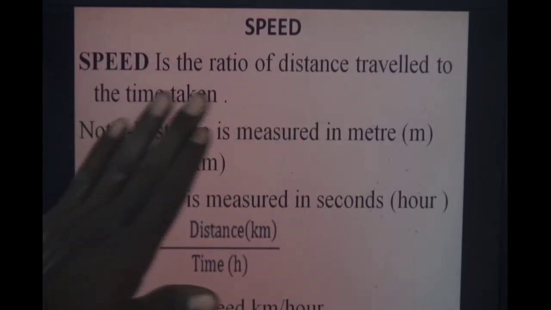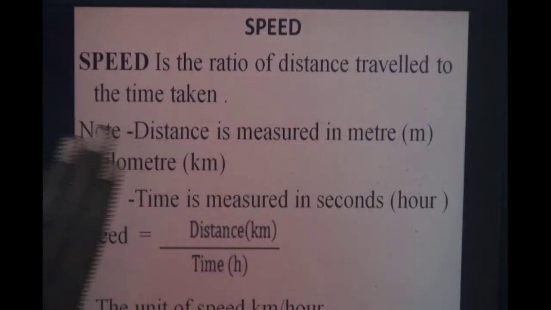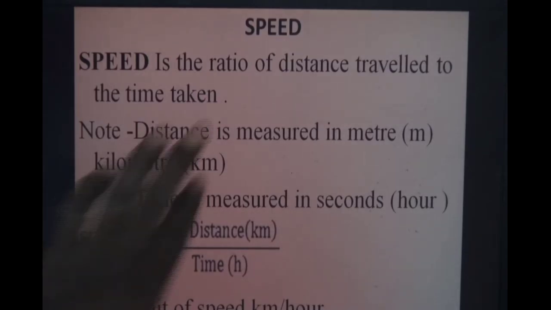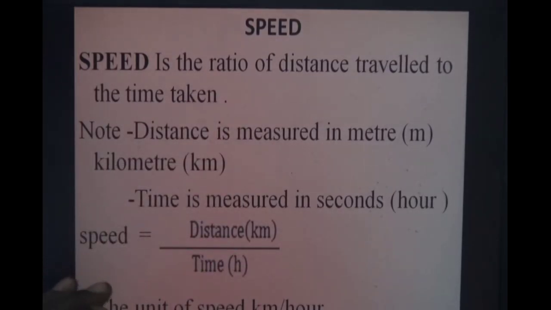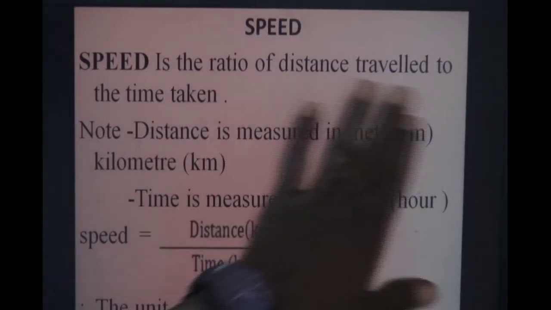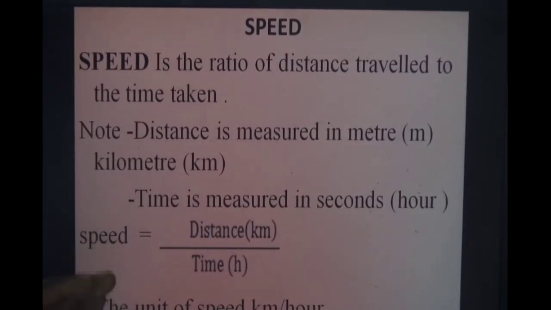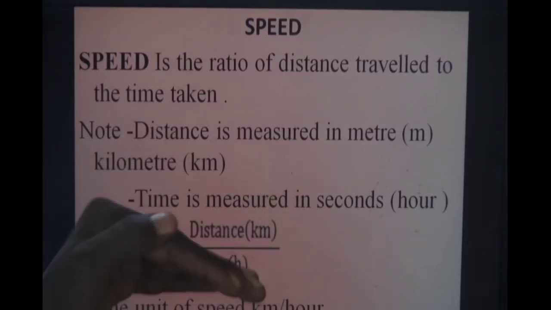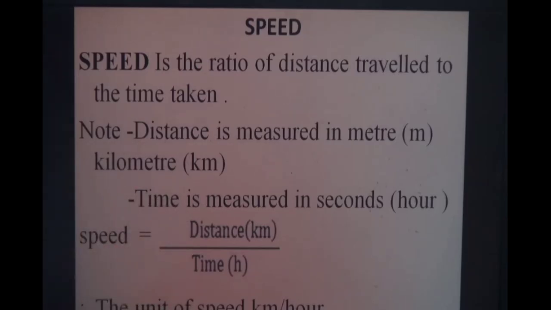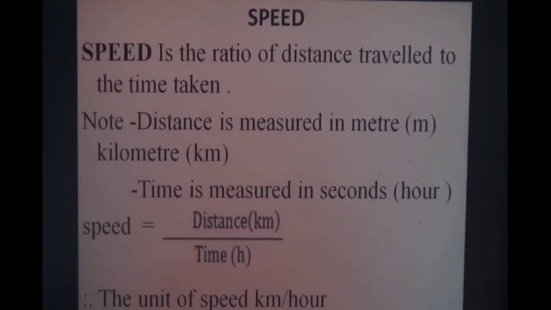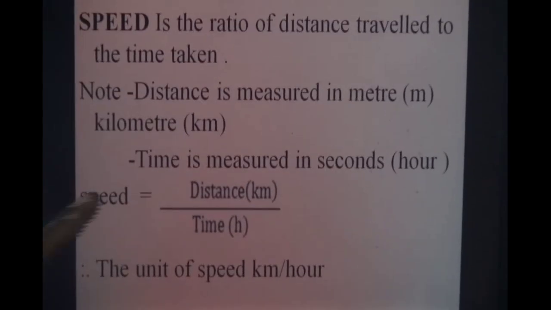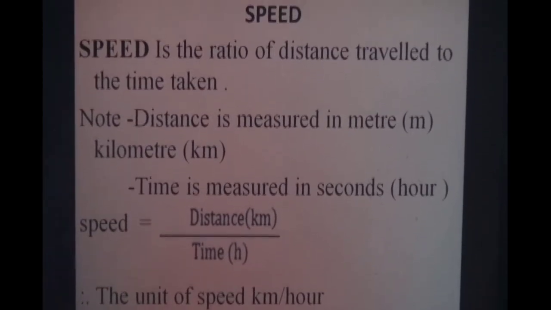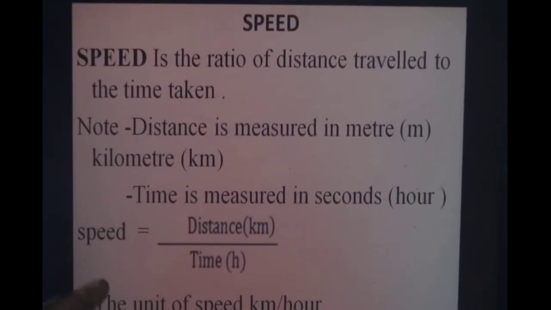Speed is the ratio of distance traveled to the time taken. When you talk about the ratio, it means distance per time. The distance that you have traveled, if it is 10 kilometers, you divide by the time that you have used. For example, you have traveled from one place to another and you want to know the speed. So you calculate the distance and then you divide it by the time that you have taken.